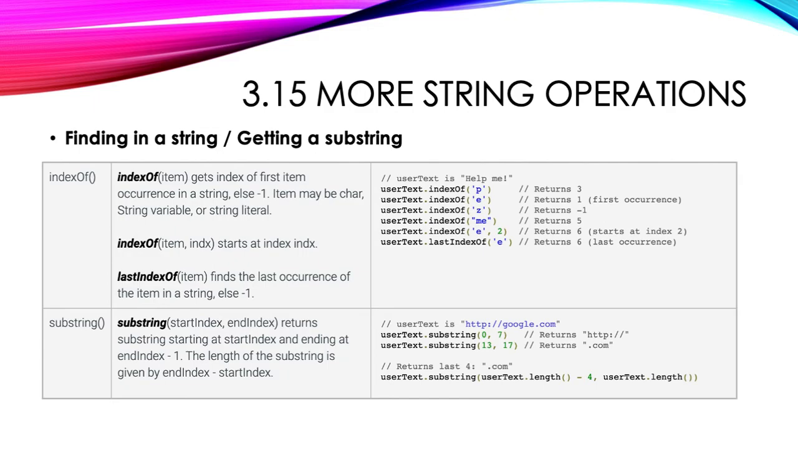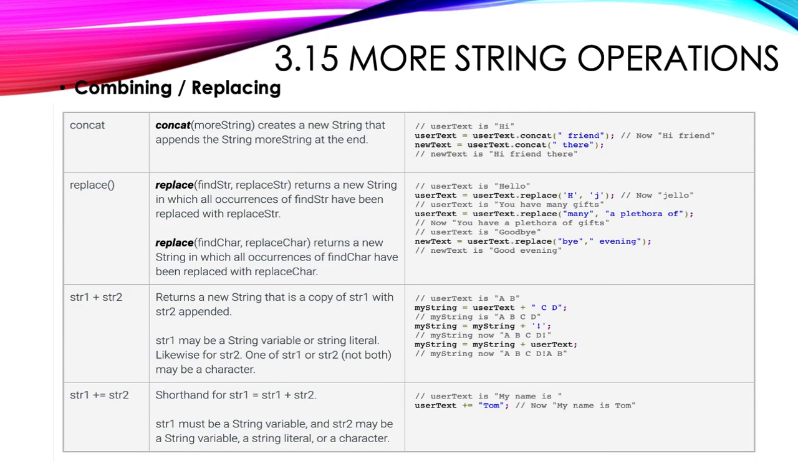Alright. Next we have other functions. We have concatenate, which is basically to combine two words. In this case, the user concatenates "friends" and "there". So if you type "hi", it will combine into "hi friend there". We also have replace. Let's say you enter "hello" and replace the H with J, it becomes "jello", right?